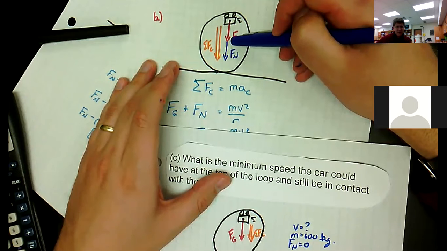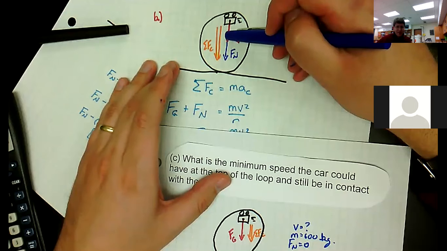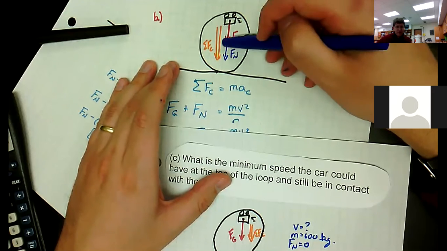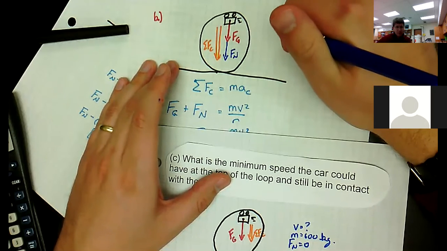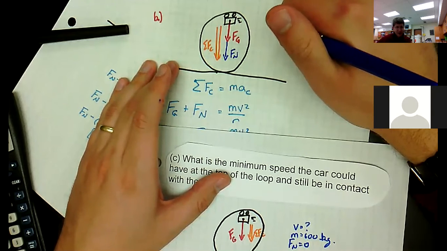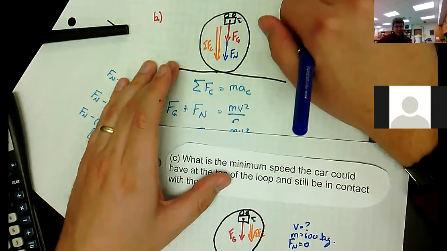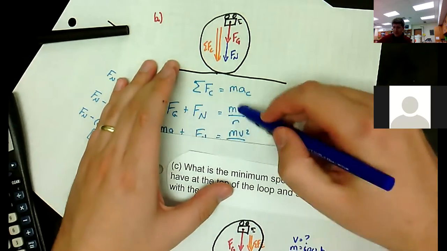Does that answer it? We're trying to get the centripetal force as low as possible, and the way to make the centripetal force as low as possible is for the normal force to be 0. Yes, correct. Because the faster you go, the more force you need. The slower you go, the less centripetal force you need, because of this equation.